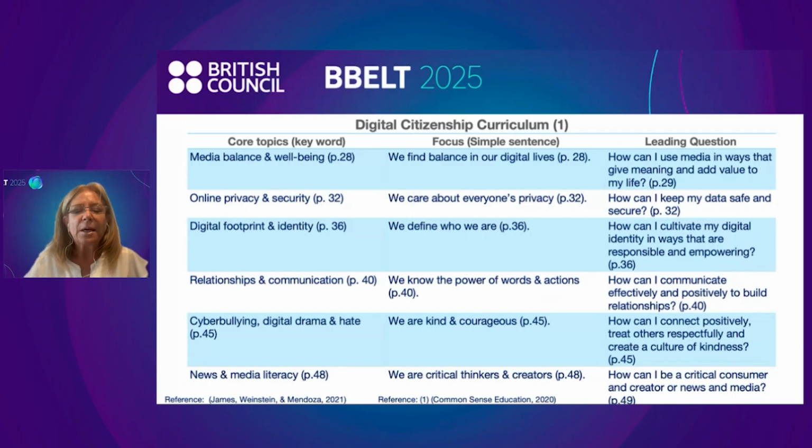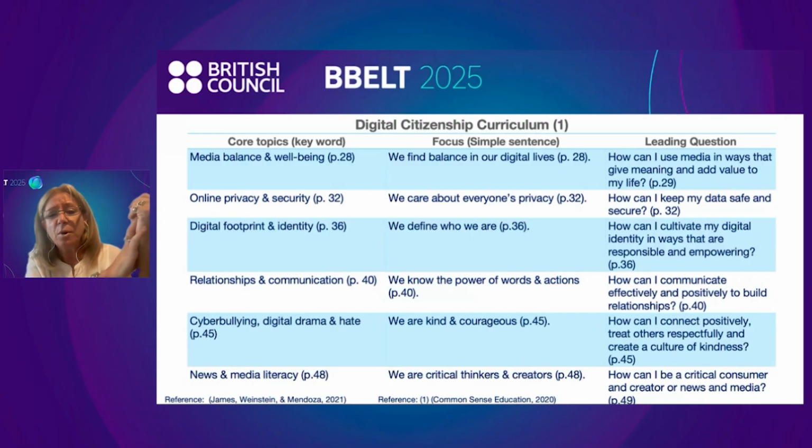Well, media balance and well-being. We find balance in our digital lives. You know that students are all the time on their cell phones, and some of these folks are becoming addicted to the use of technology. So talking about well-being is not a minor thing. The same happens when they take pictures and selfies, that they should be making sure that they are not endangering their lives. Online privacy and security.